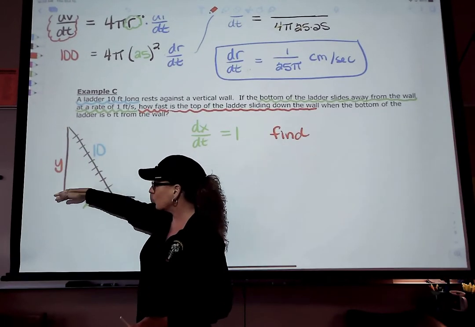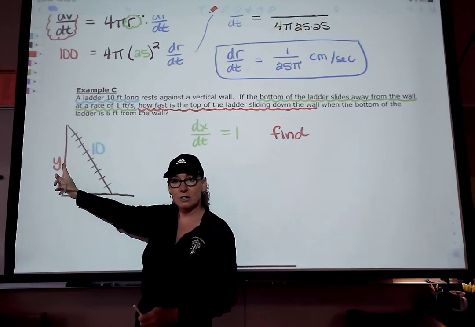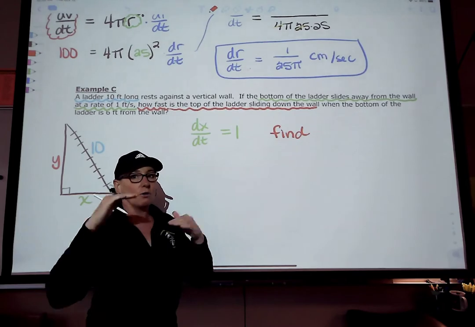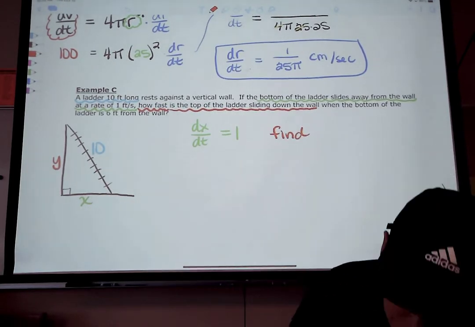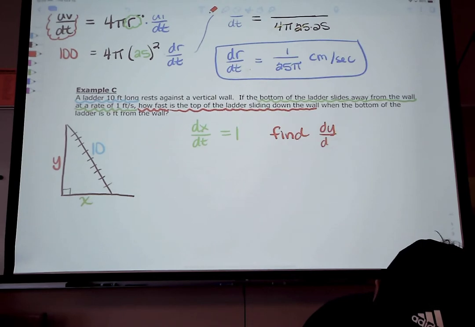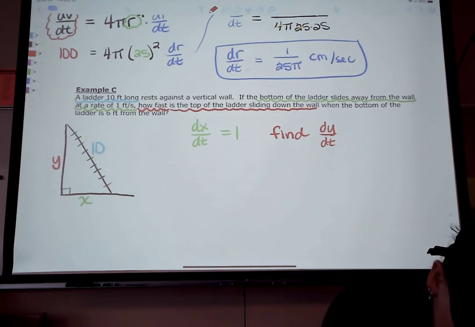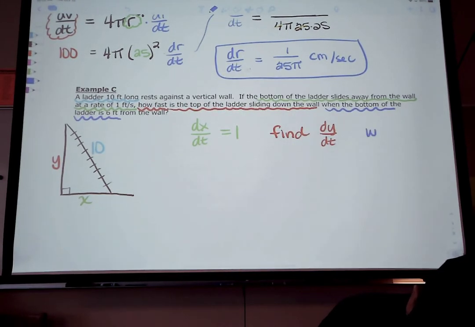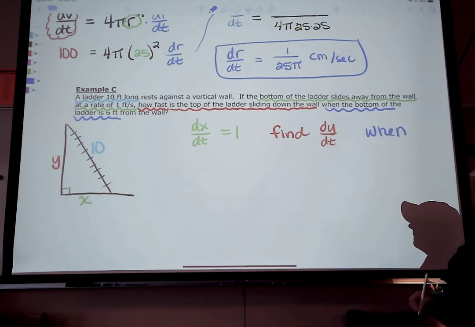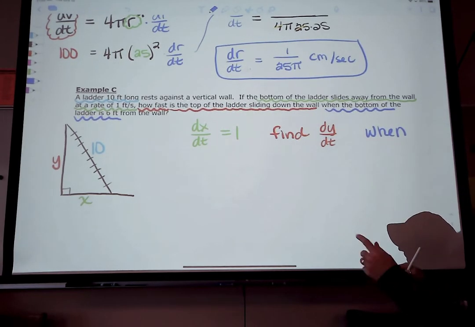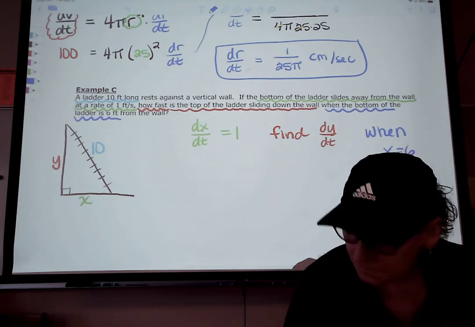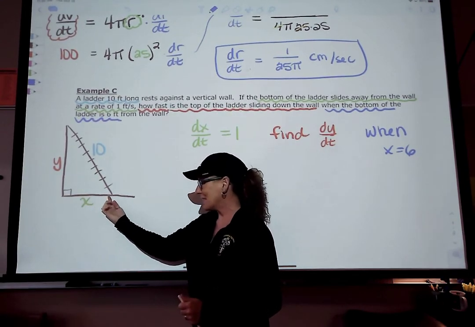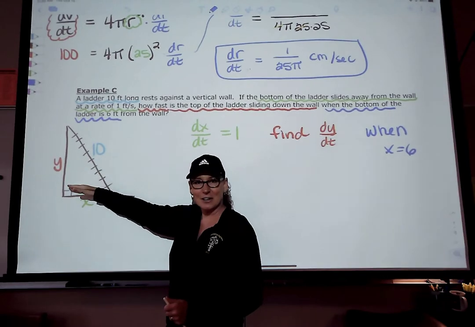When this slides down the wall, the height of the ladder changes. So that red phrase is telling me how the y measurement is changing. At the exact moment, x is 6. At the exact moment, it's 6 feet away. Because remember, we said the farther away this gets, the faster this slides down the wall.